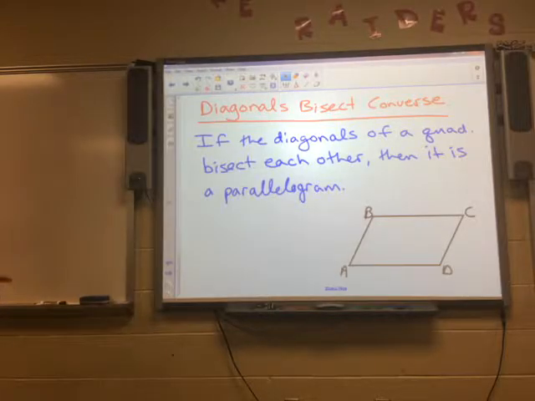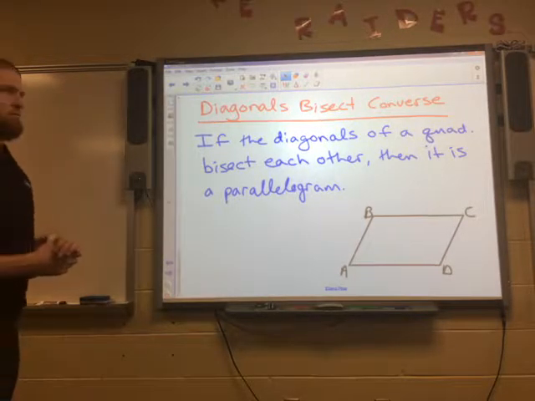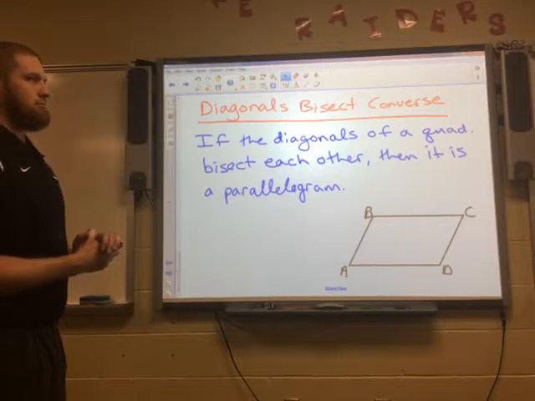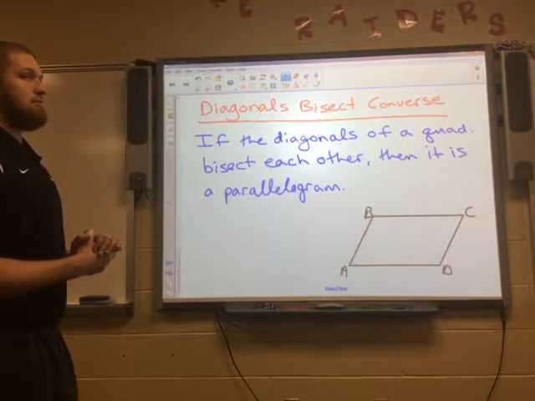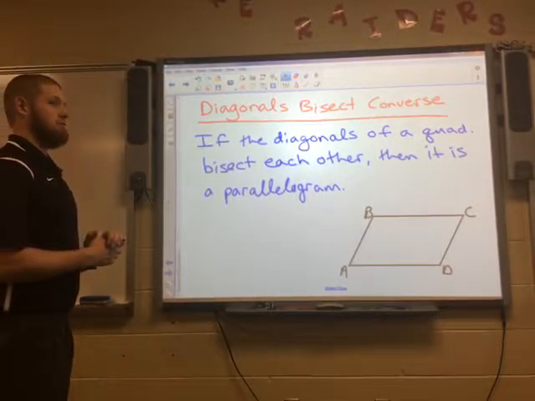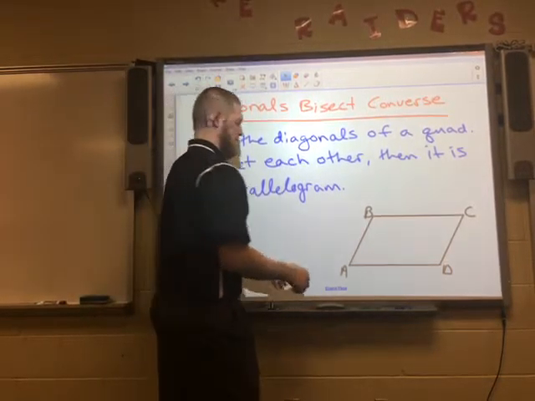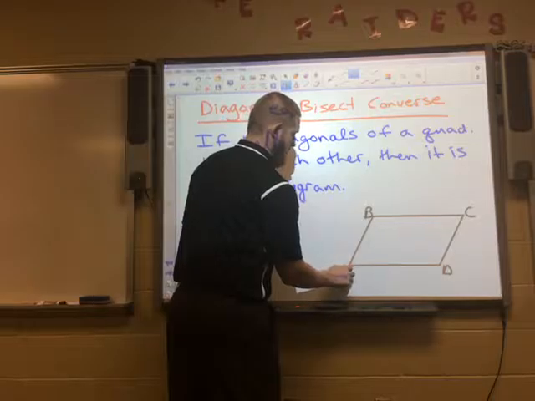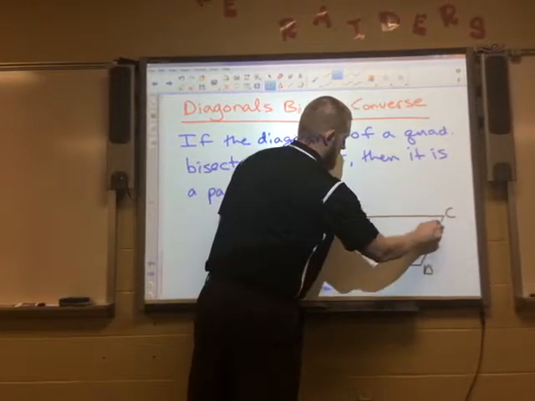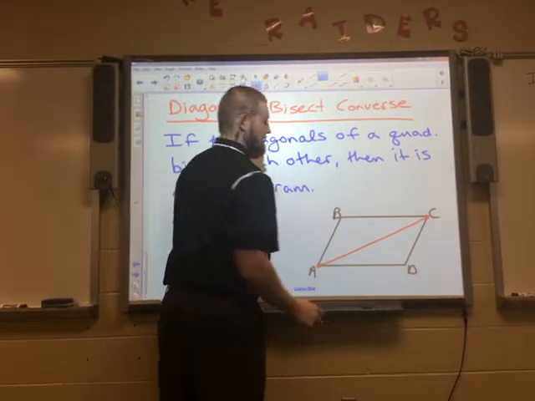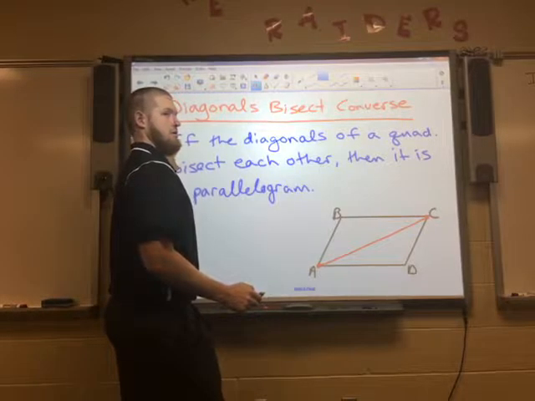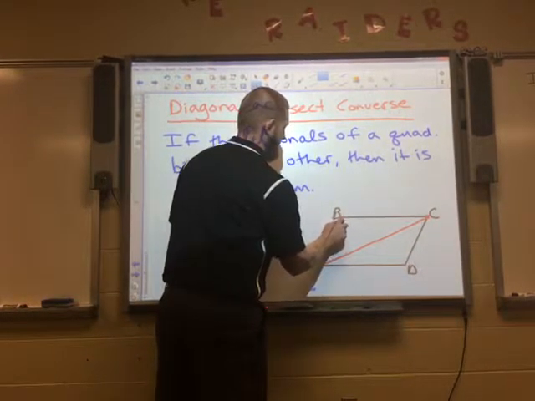Lainey, do I have diagonals up here right now? No, I don't have any. Where would one be at? Royal, where would one be at? Point A to C. So Lainey, the other one is where? B to D, there you go.